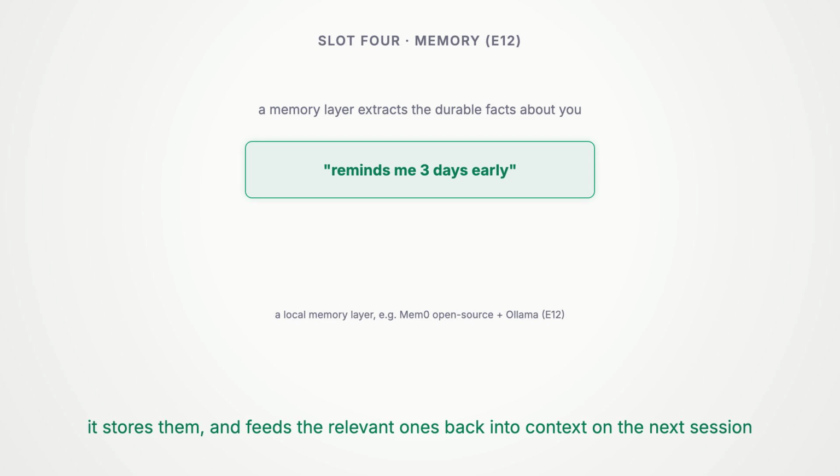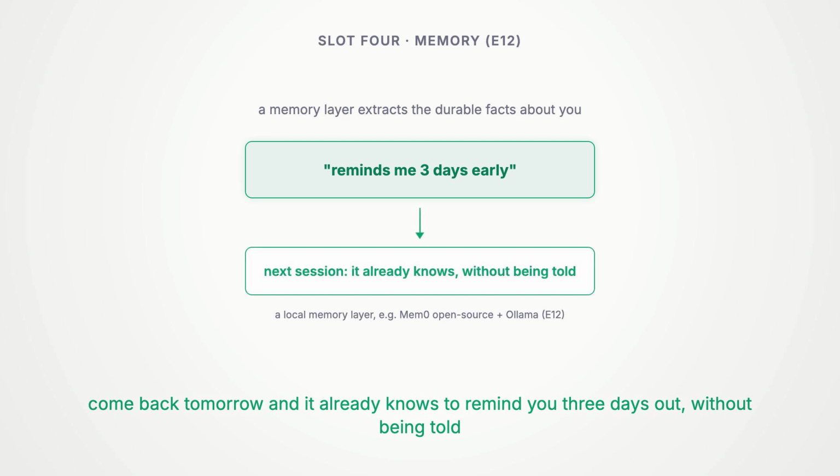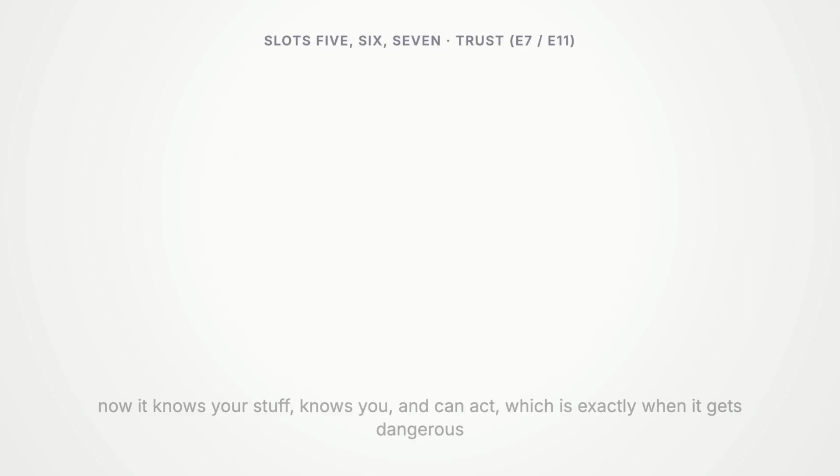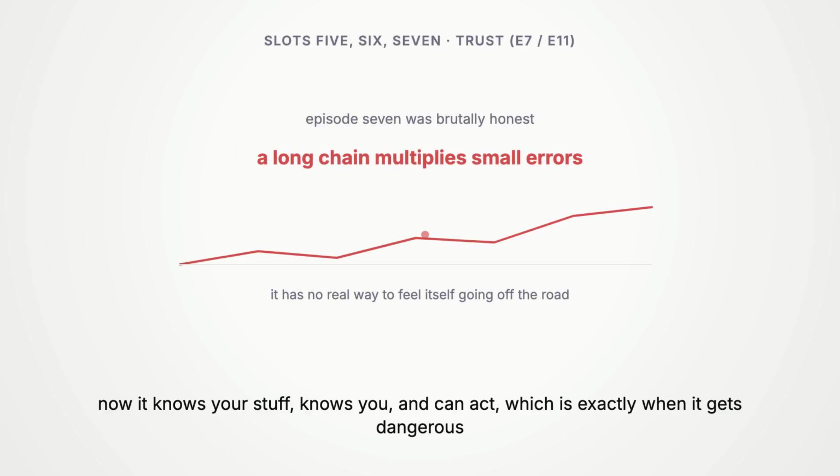The difference is sharp and worth holding onto. Retrieval retrieves your documents. Memory retrieves you. Now when you come back tomorrow, it already knows to remind you 3 days out without being told again. The pile is starting to feel less like a tool and more like an assistant that actually knows you. Now we have something that knows your stuff, knows you, and can act, which is also exactly when it gets dangerous and where the most important slots go in.